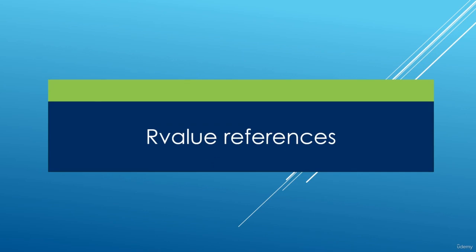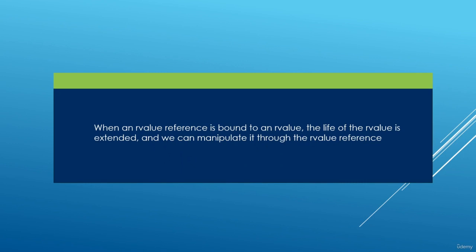In this lecture, we're going to learn about Rvalue references. This is a mechanism we have in C++ to extend the lifetime of temporary values. So when an Rvalue reference is bound to an Rvalue, the life of the Rvalue is extended, and we can manipulate that variable throughout the life of our program using the Rvalue reference. Let's see how this works.